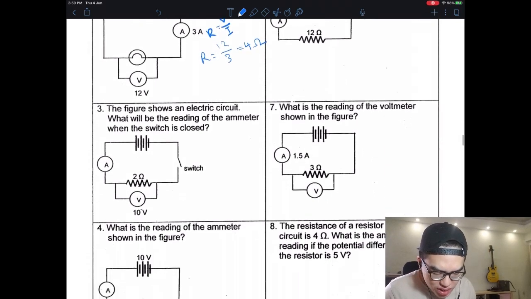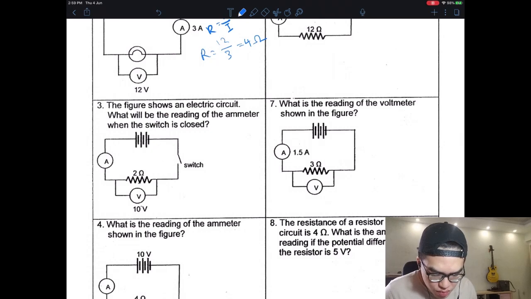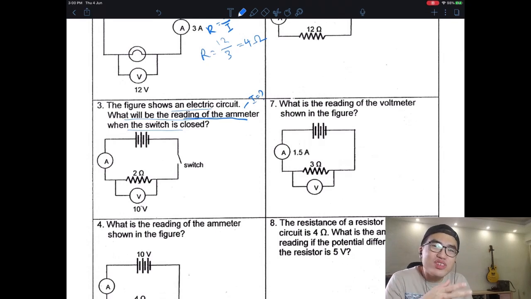The figure shows an electric circuit. What will be the reading of the ammeter when the switch is closed? What does it mean by the switch is closed? It means the circuit is complete, so you don't need to care about this. They want the reading of the ammeter, which is asking you what is the I. They will use a lot of ways to twist and turn the question, but the meaning is the same.